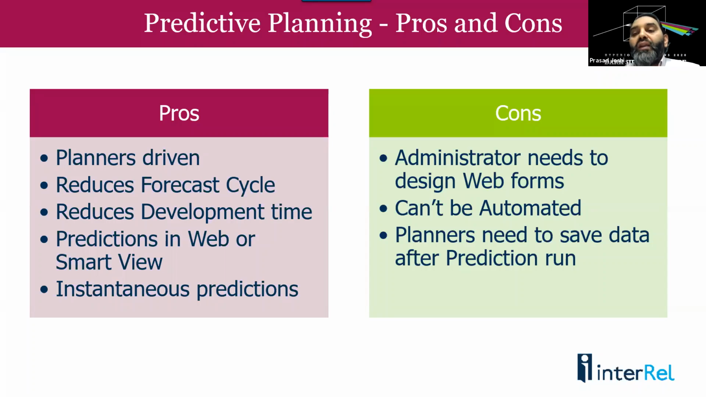That brings up another point. It cannot be automated. Planners physically have to open up the form, run the prediction, and save the data. Another part is actually saving the data into the database. That's another special click that they have to do if they want to save the data into the system. So let's see if AutoPredict can bridge the shortcomings that predictive planning has.